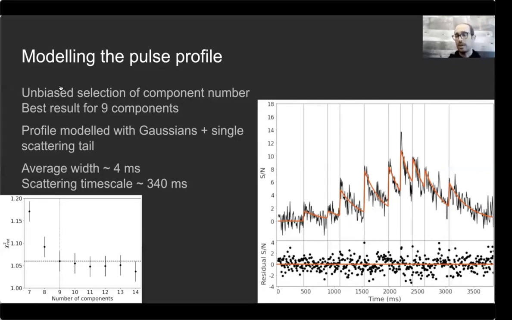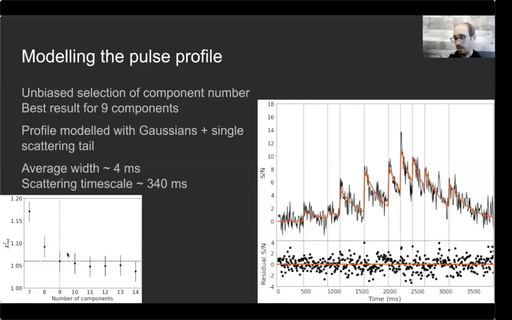And the same scattering timescale was used for all the components. After the fit, we found out the best model was given by 9 separate components. So we conclude that this fast radio burst is actually formed by at least 9 components. And the intrinsic width is pretty typical for a fast radio burst. It's around 4 milliseconds, while the scattering timescale is huge.